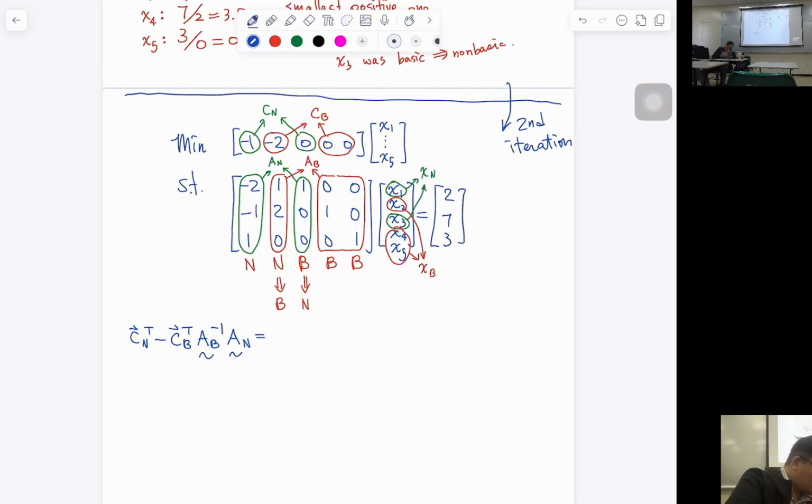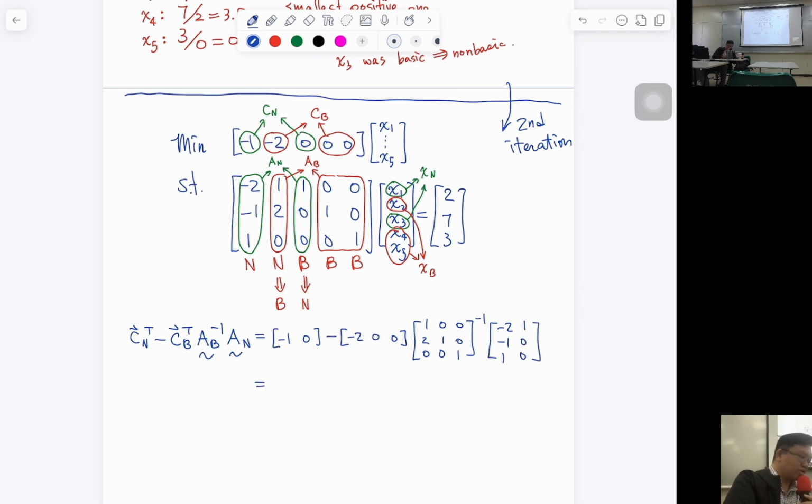So now, Cn, I will have -1 and 0. Cb, I have -2, 0, and 0. AB, I have 1, 2, 0, 0, 1, 0, 0, 0, 1. Don't forget about the inverse. An is my -1, -2, -1, 1, 1, 0, 0.